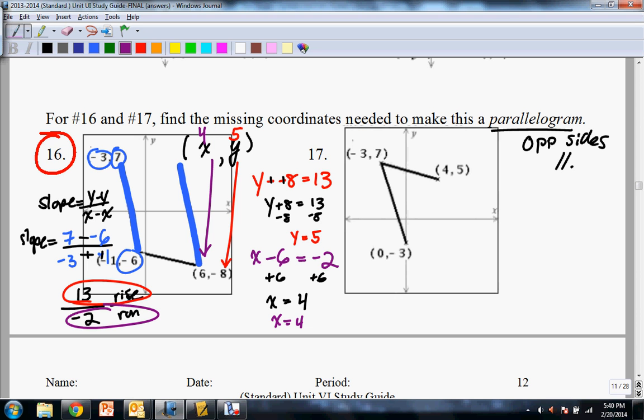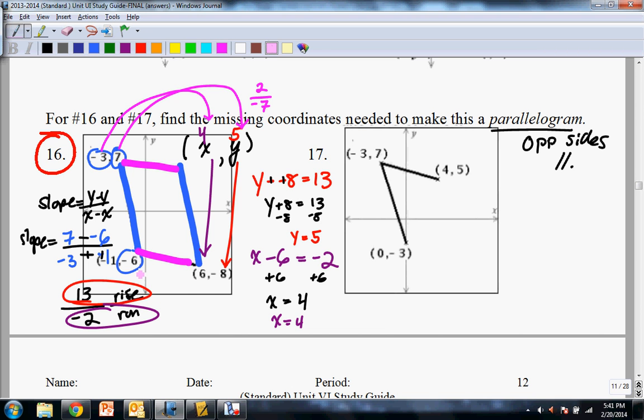Now, what's really nice is it's super easy to check these. Once you use the one set of sides, now we're going to go this way and check going this way, because these have to be parallel too. So now using those coordinates, let's check our y minus y over x minus x and make sure they're the same. So we're going to go 7 minus 5, that's 2, over negative 3 minus 4. It's going to be negative 7.